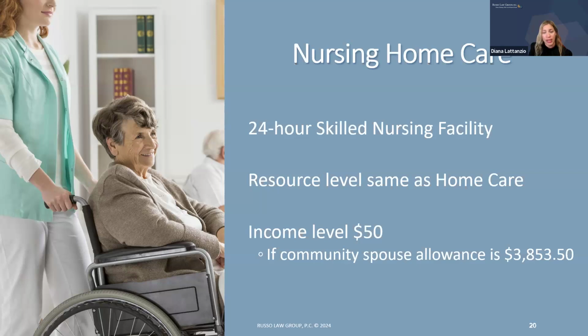The resource level is the same as under the home care umbrella, which is $31,175. The income level is much different. So the income level is only $50. Under home care, it was $1,732. But if you're permanently placed in a facility, they're basically covering everything. Room and board, food, social activities, everything.